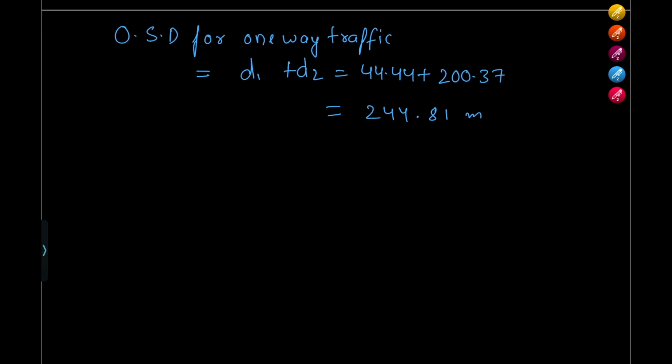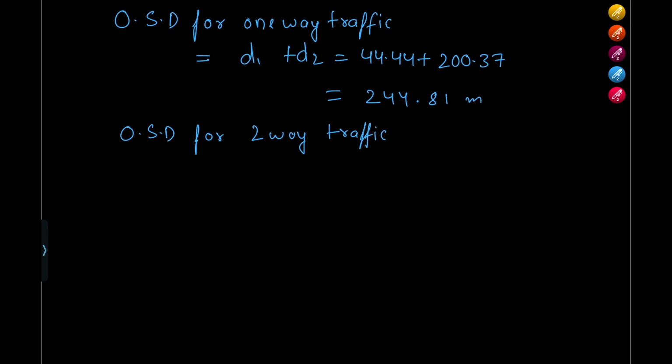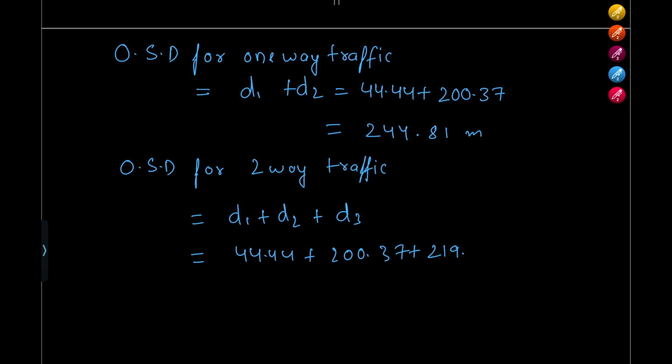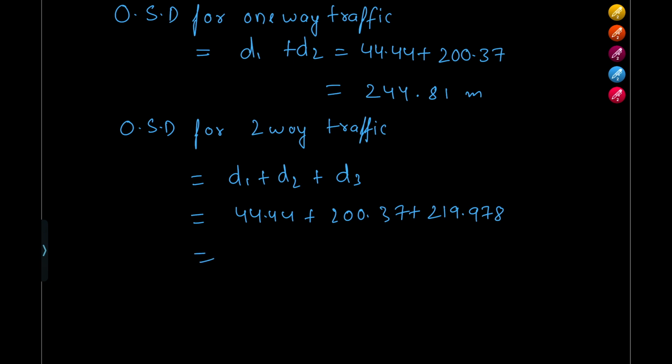When we calculate OSD for two-way traffic, two-way traffic is when traffic is coming from both sides and the overtaking vehicle needs to account for the upcoming vehicle that is coming from the opposite direction. So here D1 plus D2 plus D3. D3 value is 219.978. So this would be 44.44 plus 200.37 plus 219.978. This value will come out to be 464.788. This is the final answer. So the first answer is 244 and the second answer is 464.